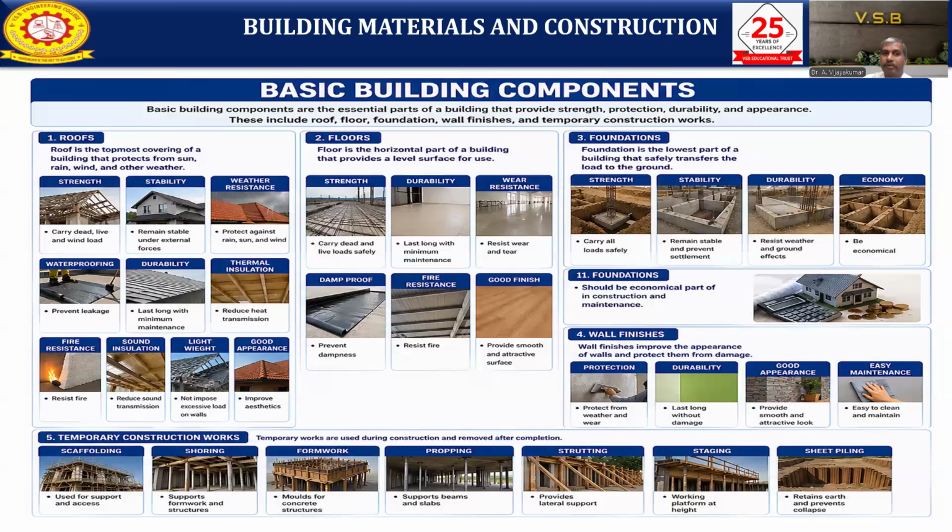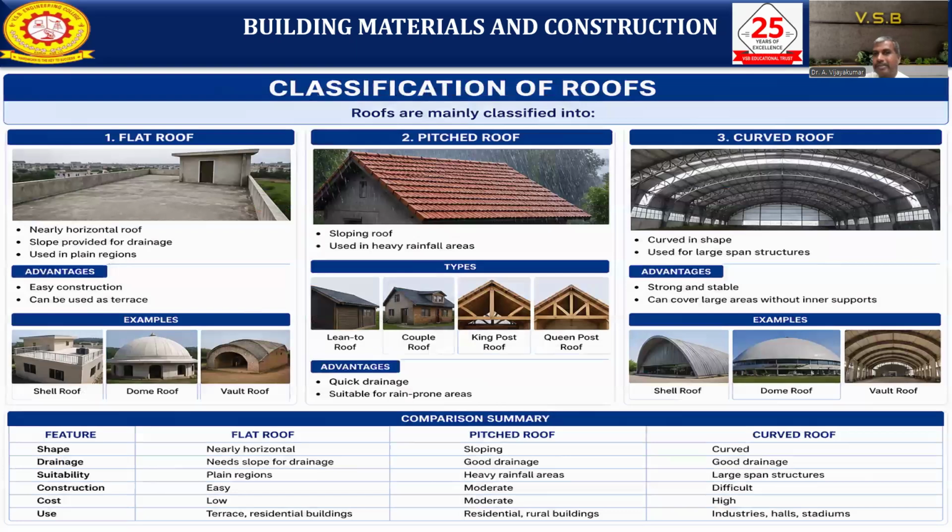So these are the building components that we are going to discuss elaborately. Classification of roofs: normally three different types of roofs are available. One is the flat roof, the pitched roof, and the curved roof. These are the three roofs we are going to use. What are the advantages, what are the disadvantages, and what are the applications of these three types of roofs, we are going to discuss.